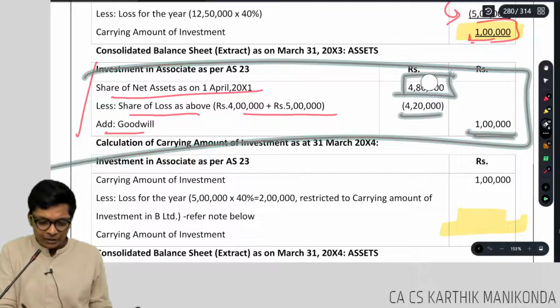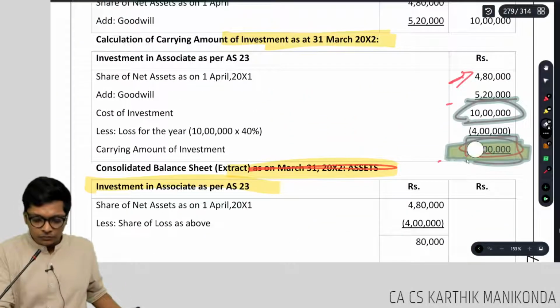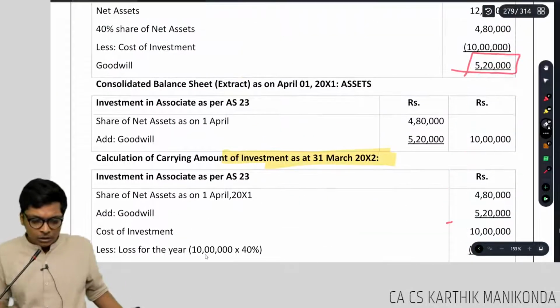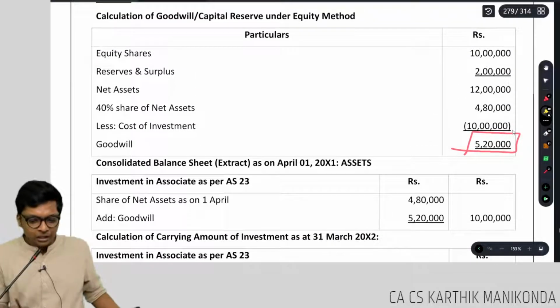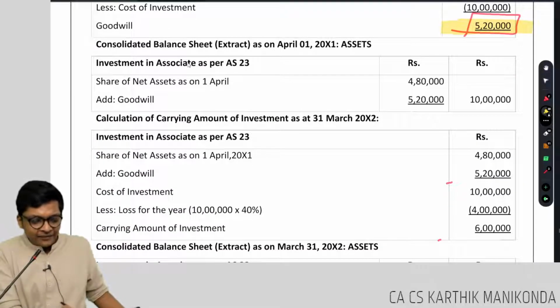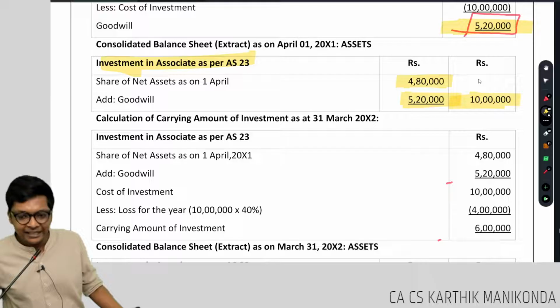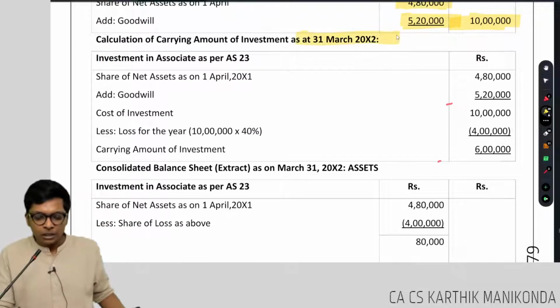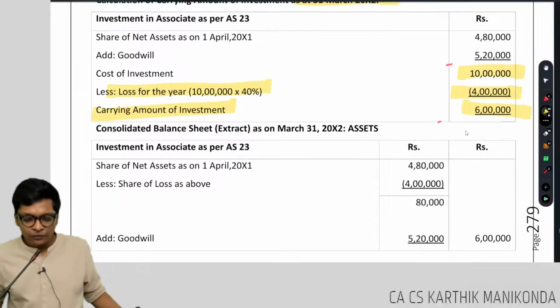See, here what they are doing, I'll explain. Let me come from first itself. I'll come from first, run through the solution for everybody's benefit, because you will do that. Did you understand how 5 lakh 20 goodwill came? Then I will come here. Investment is breakup of 10 lakhs. 10 lakhs show separate breakup. 4 lakh 80 is net asset. Goodwill is 5 lakh 20. Then come to year 1. 10 lakhs less loss 4 lakhs, investment 6 lakhs. Are you following that, guys?